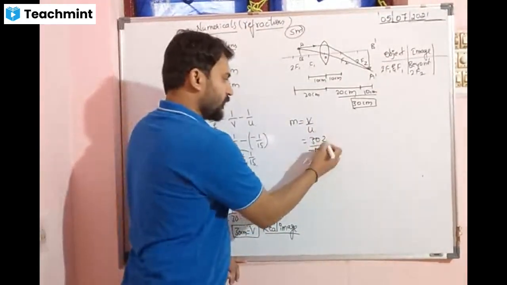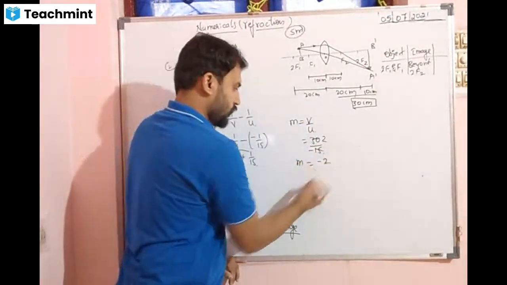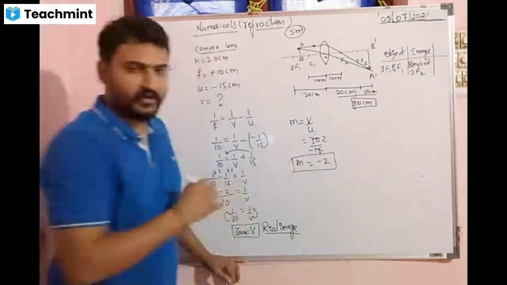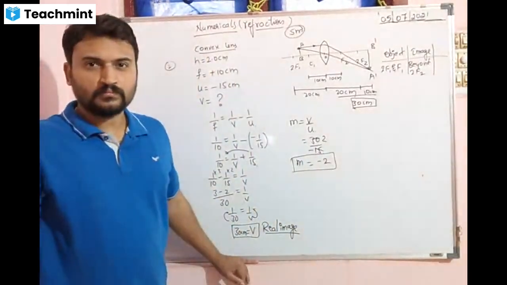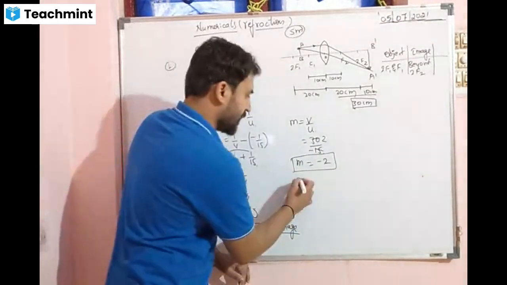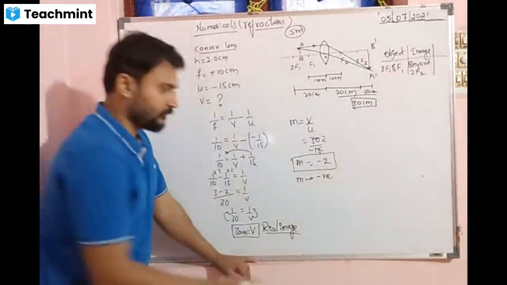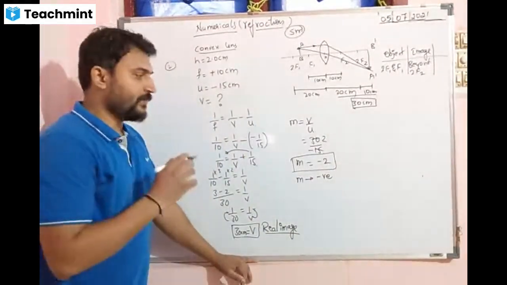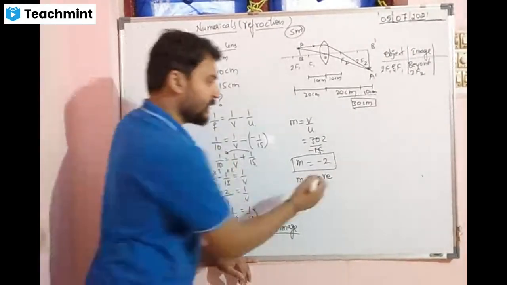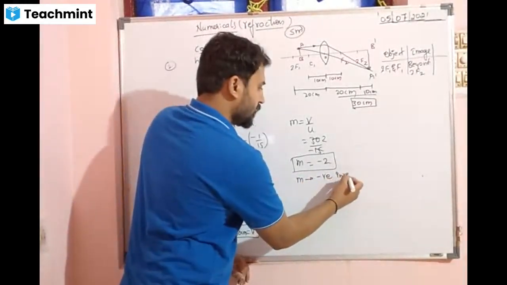So 15 ones are 15 twos are, M is equal to minus 2. M is positive or negative? Negative. If M is negative, the image will be virtual... inverted. M is negative, so it is an inverted image.